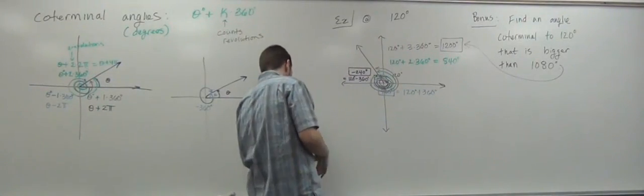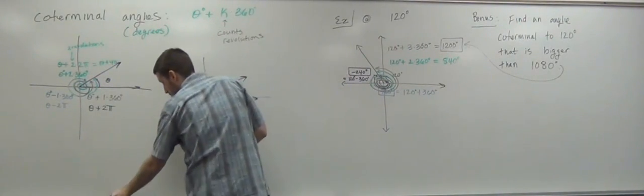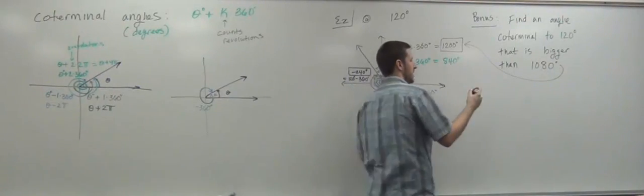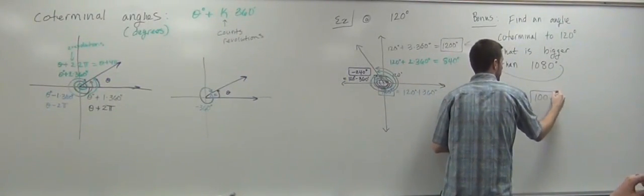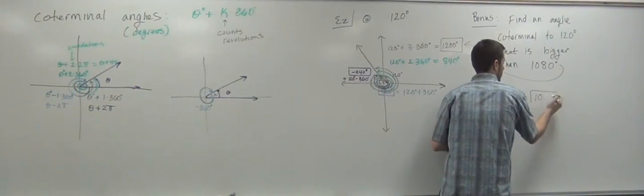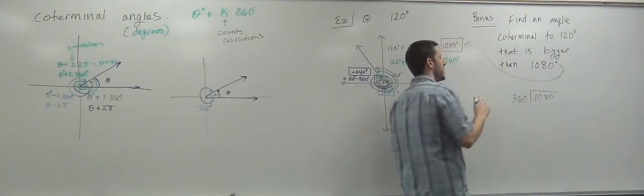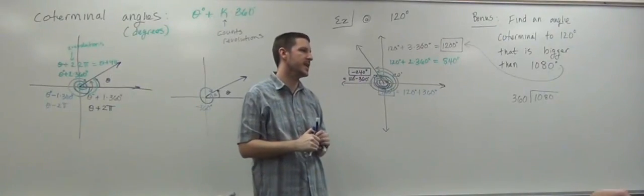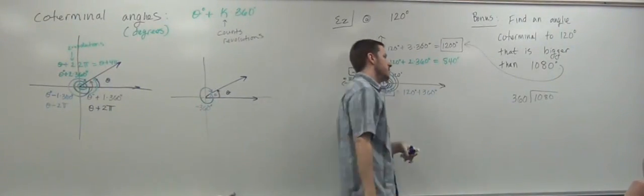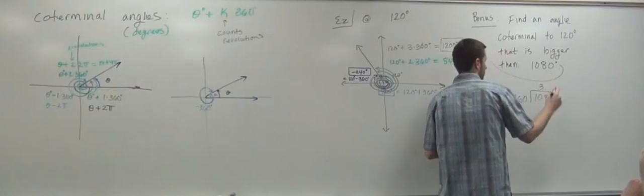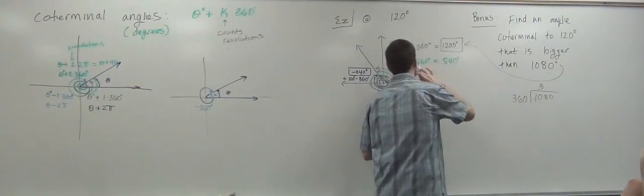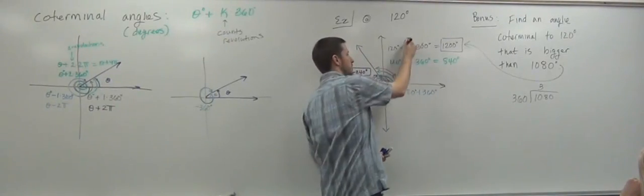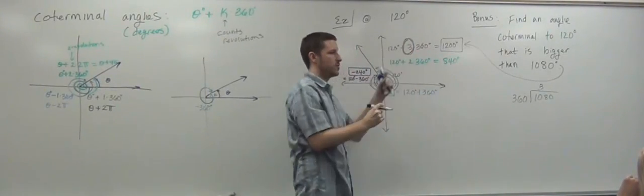The quicker way to do this, which was pointed out originally, is to take 360 and divide it into the number you're trying to get bigger than. Right? You're trying to go bigger than 1080, so divide 360 into 1080 first. You know it goes in 3 times. So that means you're going to have to take an extra 3 revolutions past your original angle.